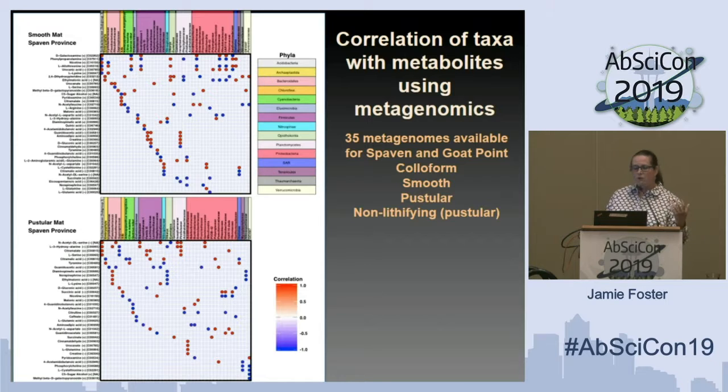Now we're taking that metabolomic data and overlaying it with some of the metagenomic data that we've accumulated. We have about 35 different metagenomes for these communities. There are going to be a lot of organisms that make malic acid, and we're trying to associate them. This is a Pearson correlation of a smooth stromatolite-forming mat with a pustular one, and we can now see taxonomic differences of who might be making those different metabolites.